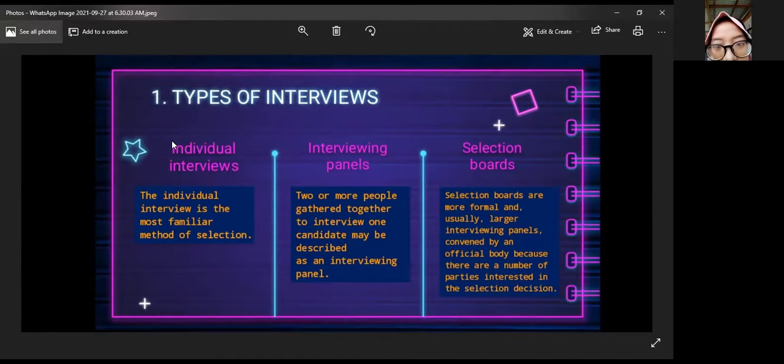And the second type is interviewing panels. Two or more people gathered together to interview one candidate may be described as an interviewing panel. The interviewers can discuss their joint impressions of the candidate's behavior at the interview and modify or enlarge any superficial judgments. And the last type is selection boards. Selection boards are more formal and usually larger interview panels convened by an official body because there are a number of parties interested in the selection decisions. Next slide, please.